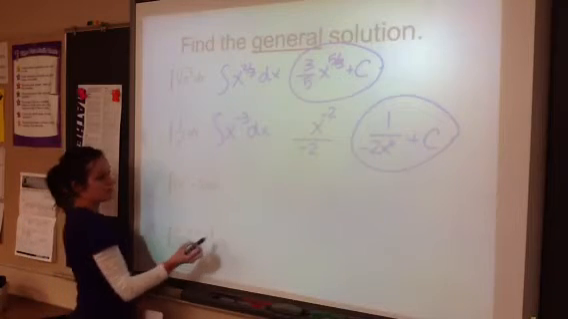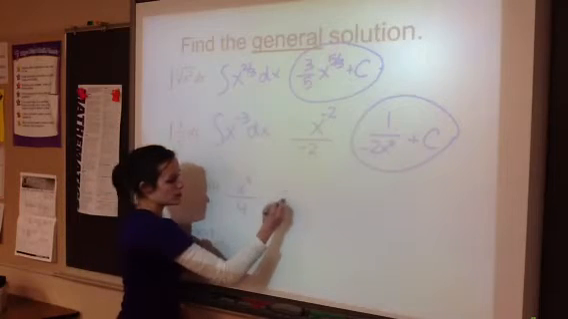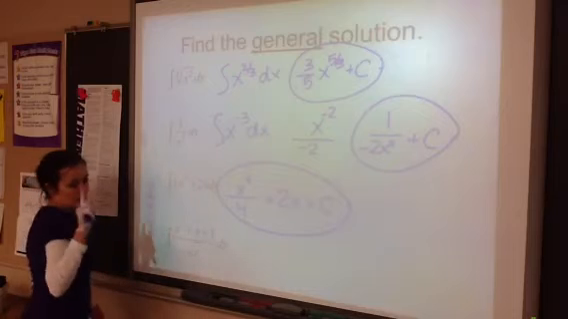Here we got x cubed. So we get x to the 4th over 4. We got 2, so you get 2x plus c. And all of these should have y equals on them, by the way.